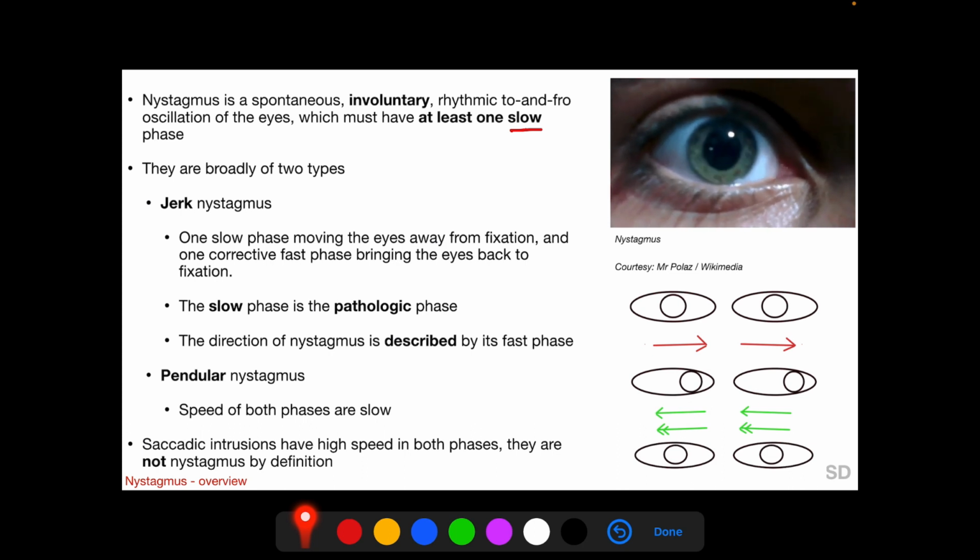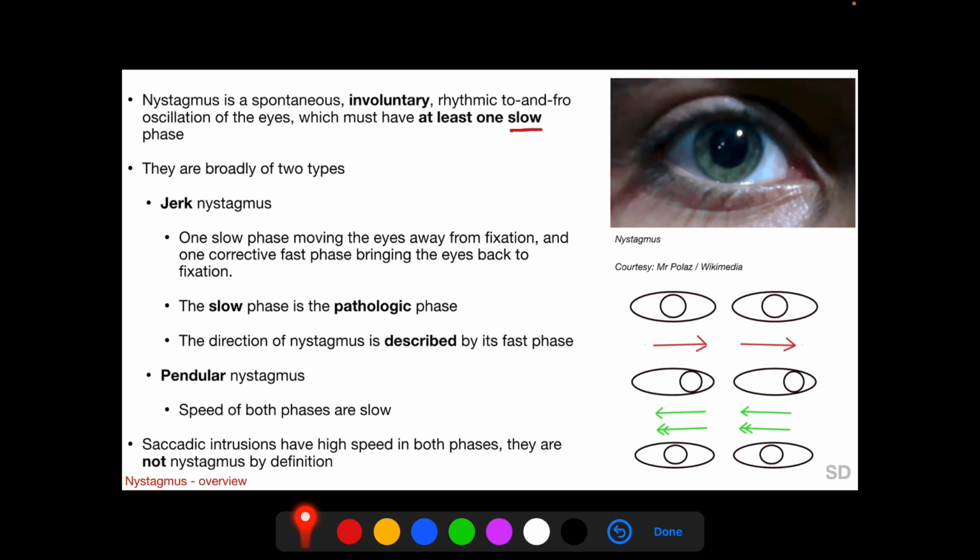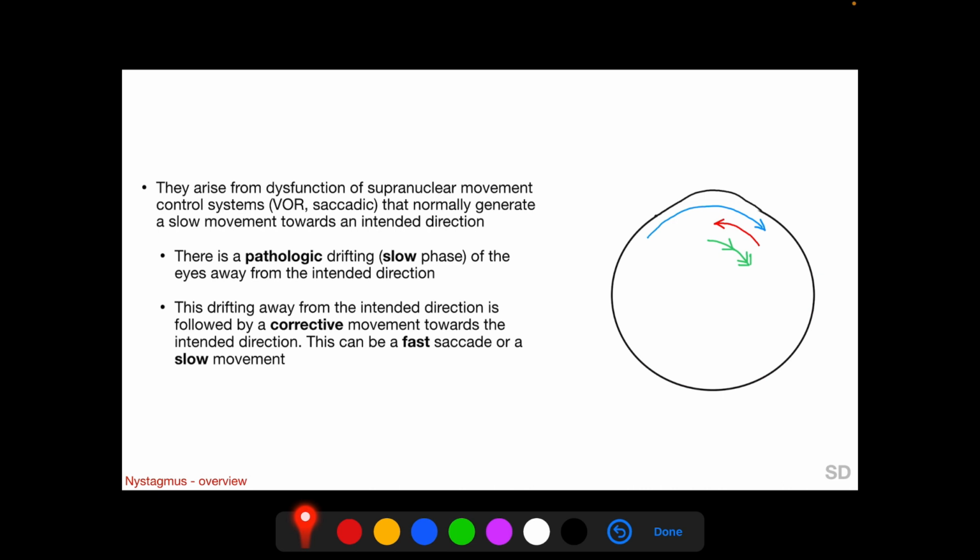This video shows a patient with nystagmus, and we can see the involuntary rhythmic to and fro oscillation of the eye. The nystagmus movement in this case is a combined horizontal torsional one. Nystagmus usually arises from dysfunction of supranuclear movement control systems such as the vestibular ocular system and the saccadic system that normally generate a slow movement towards an intended direction.